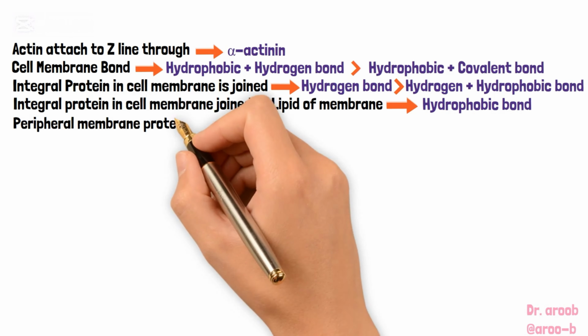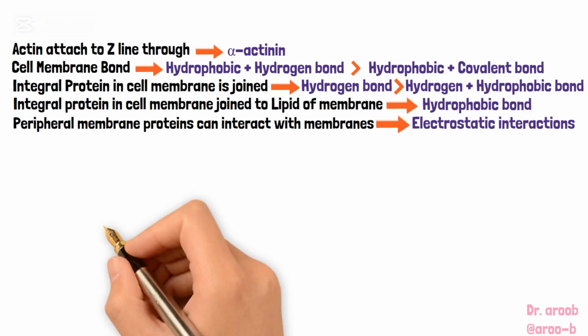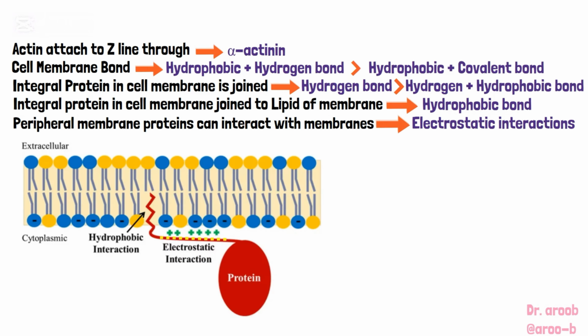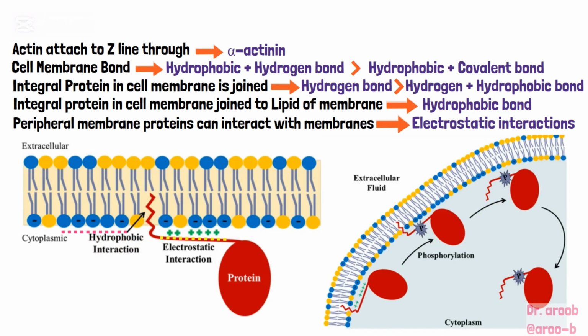Peripheral membrane proteins can interact with the membrane through electrostatic interactions, where positively charged regions on the protein are attracted to the negatively charged phospholipid head groups or other charged regions on the membrane.